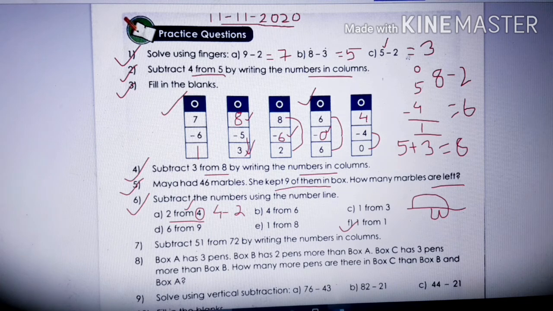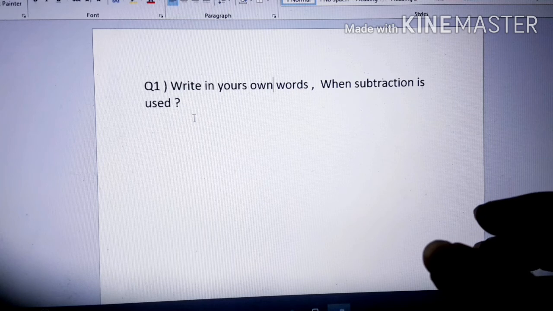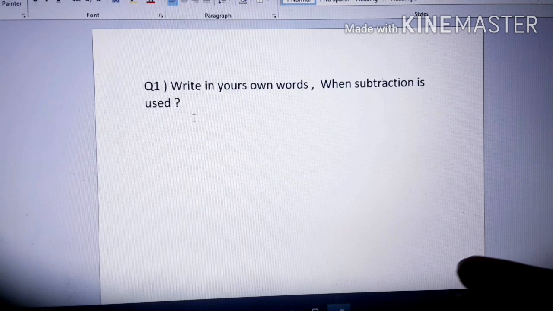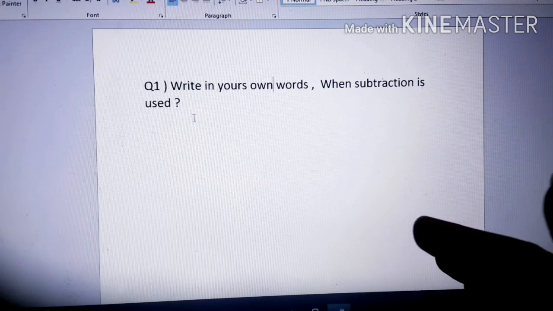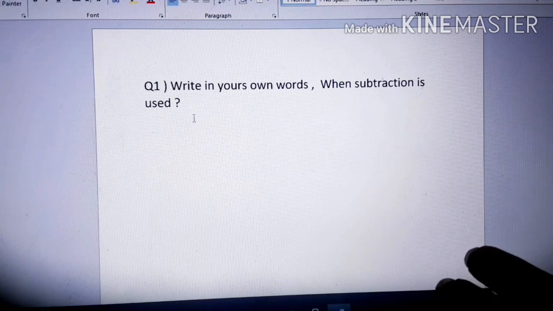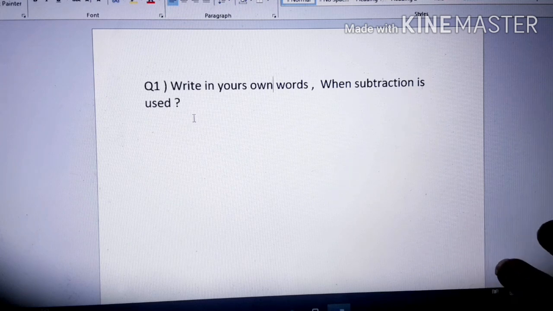Before ending the class, I would like to tell you, there is one question. Write in your own words when subtraction is used. Now children, you know what the use of subtraction is? Subtraction is used to find the smaller number, right? To find the bigger number, we do addition, isn't it? So when things are reduced, when things are less, you can give some examples. Whatever comes to your mind, children, you can give in your own words.